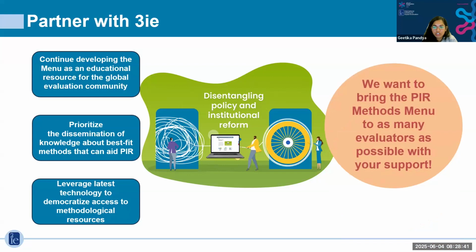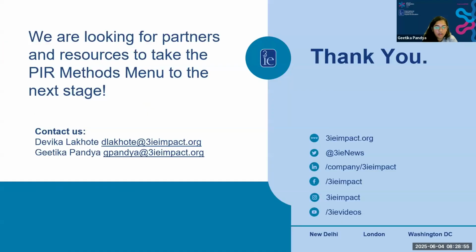And overall, our vision for the methods menu is to bring it to as many evaluators as possible. And your involvement will be critical and instrumental in making that happen. So at 3IE, we are looking for partnerships and resources to take the methods menu to the next stage. If you're interested in partnering with us, please contact us on the emails listed on this page. You can send us your questions, comments, or any opportunities. We'd love to hear from you.